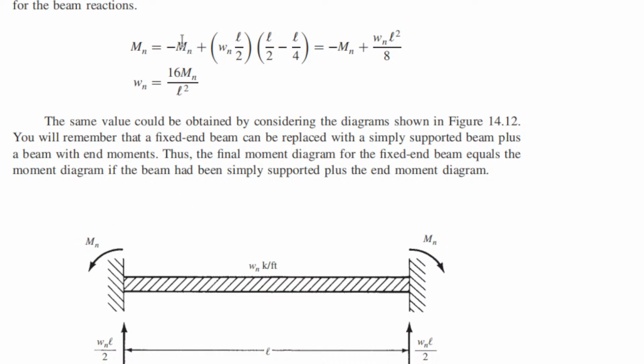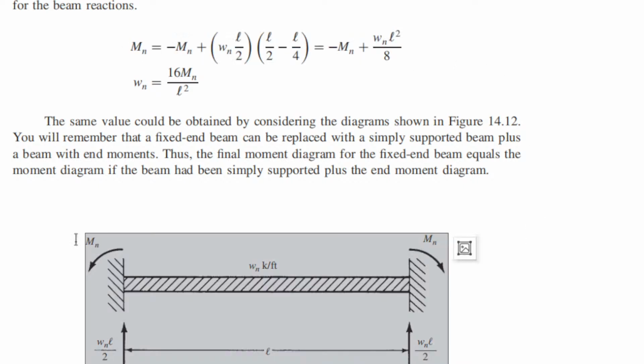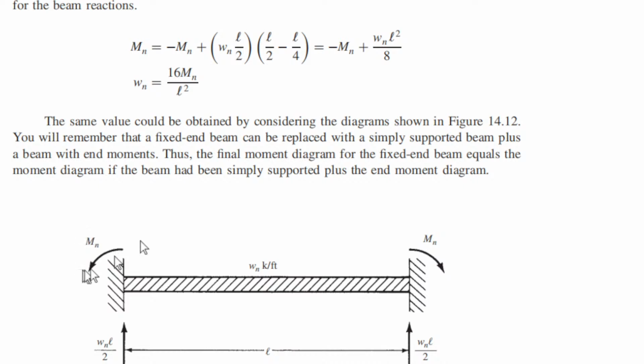Here, negative Mn. So I am doing the free-body structure. So negative Mn, plus Wn L over 2 multiplied by (L over 2 minus L over 4). Okay? So that is the moment at the center. Then simplify. So, simplifying, we will have this.